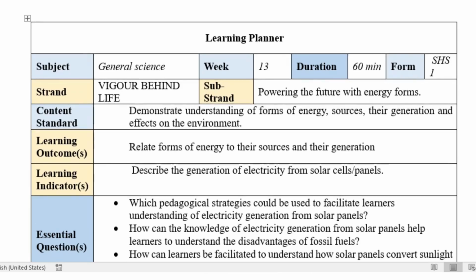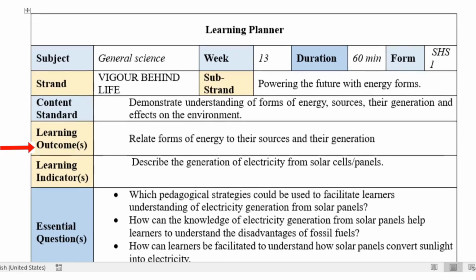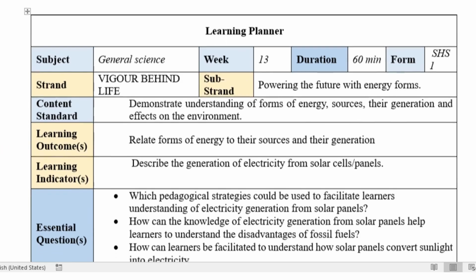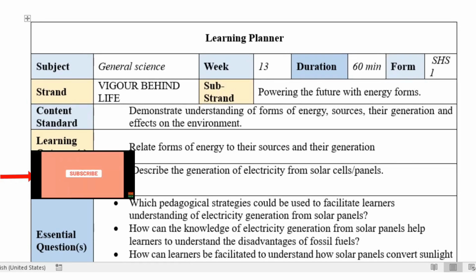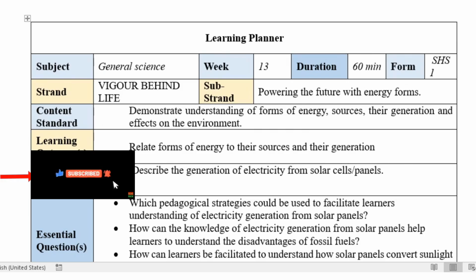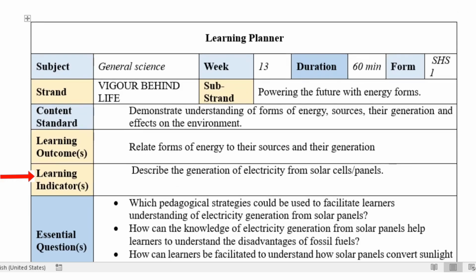The next row is the content standard. It is the broader knowledge that the learners are expected to master at the end of the lesson. Learning outcome is the broad knowledge learners ought to have at the end of the lesson. Then the learning indicator is the specific topic that you are going to teach for that particular week. The strand, substrand, content standard, and the learning indicator, they are all written in the teacher manual. Just copy and paste them in the planner.